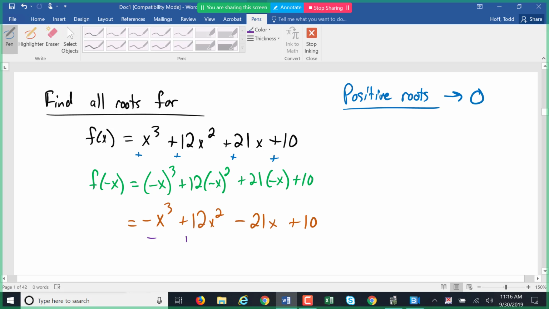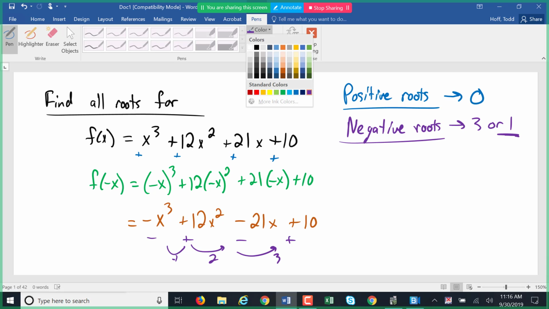So this is negative, positive, negative, positive. There's 1, 2, 3 changes. So negative roots, there's 3 or 1. Now that's very significant because that's telling us there's at least one real root here. It's going to be a negative number, but there's at least one of them.